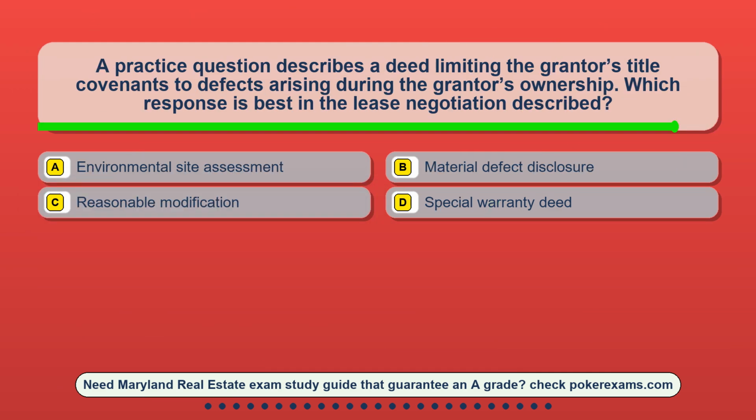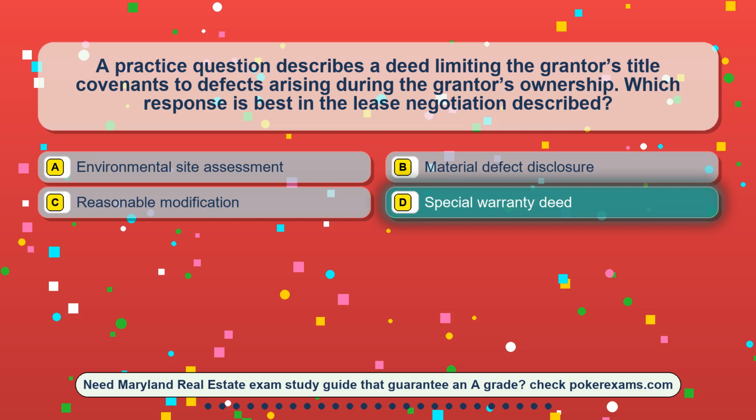Question 8. A practice question describes a deed limiting the grantor's title covenants to defects arising during the grantor's ownership. Which response is best in the lease negotiation described? Option A, environmental site assessment. Option B, material defect disclosure. Option C, reasonable modification. Option D, special warranty deed.